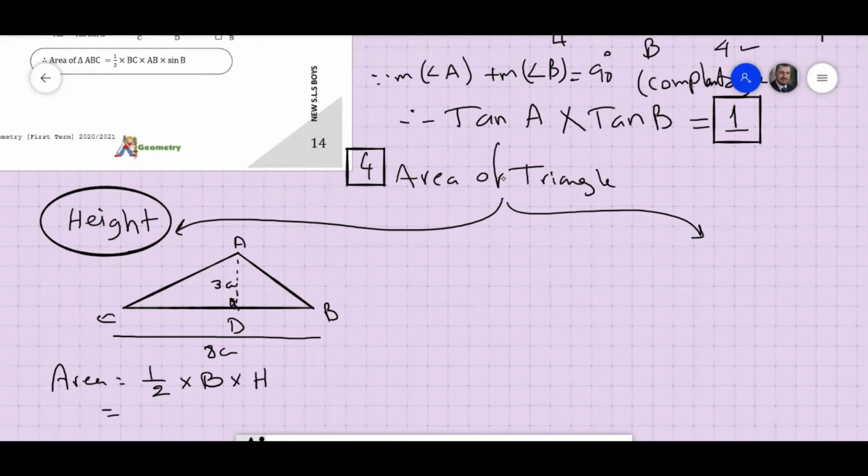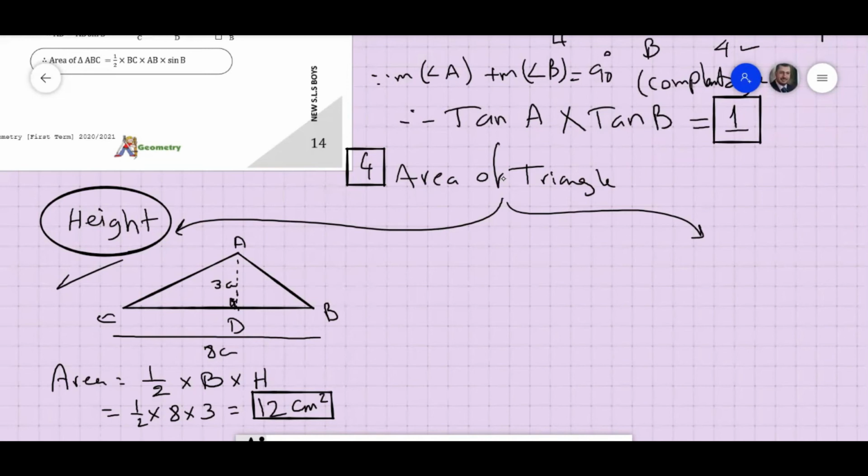So where is the base and where is the height? Half times the base, which equals 8, and the height, which equals 3. So the area equals 12 centimeter squared. Excellent. This is the first case which we have studied before.